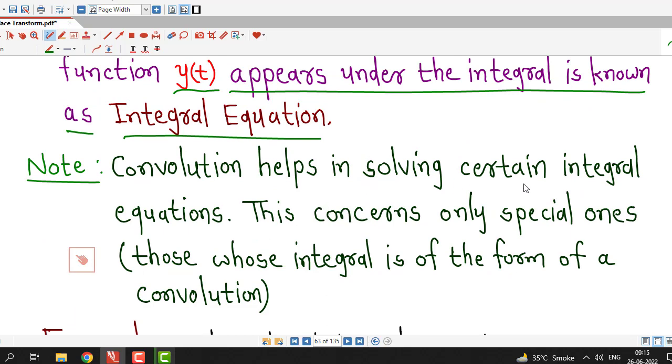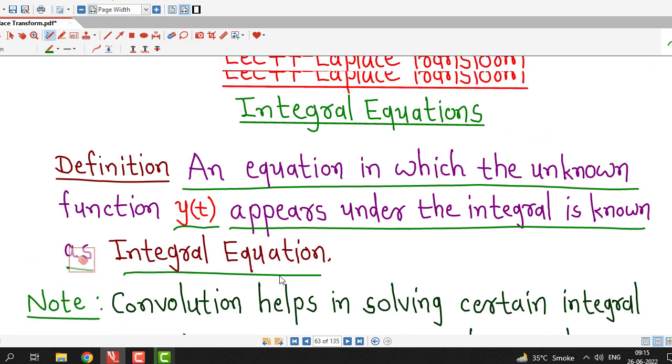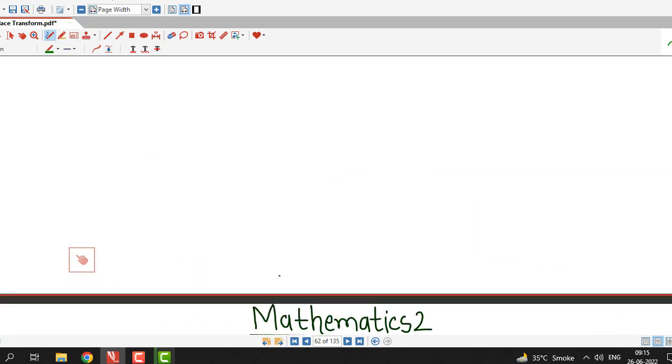Convolution helps in solving certain integral equations. We have discussed the convolution theorem that we are going to use in solving integral equations. But we cannot solve integral equations of all types using convolution theorem, but we can solve those types of integral equations in which we are able to represent the integral in the form of convolution. And we know the definition of convolution.